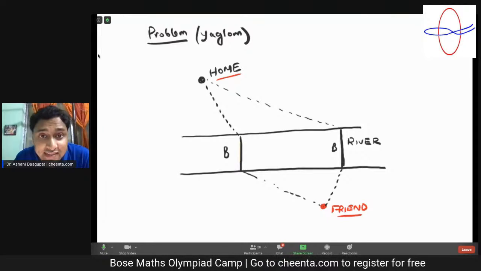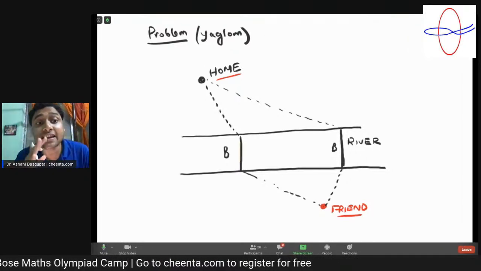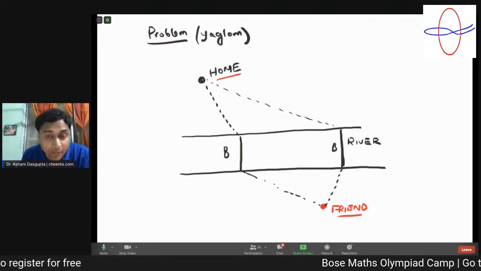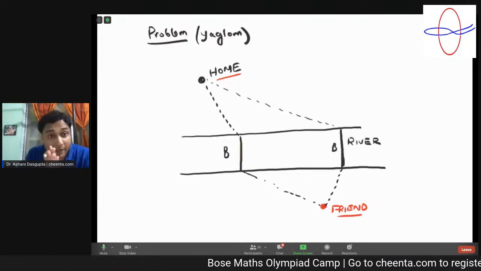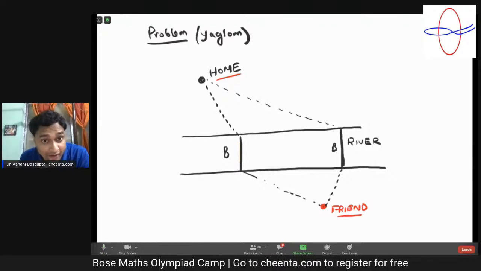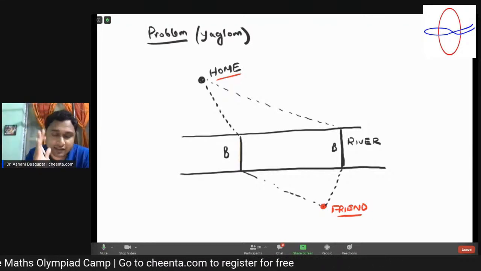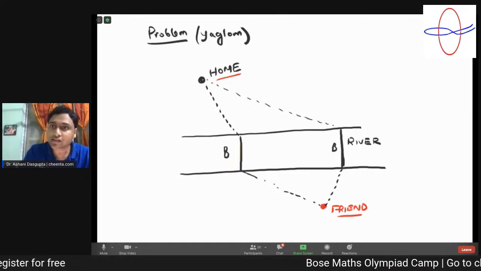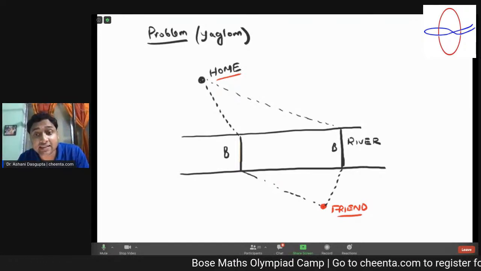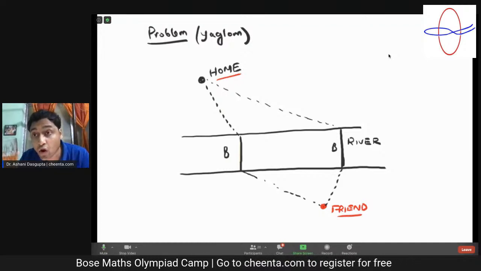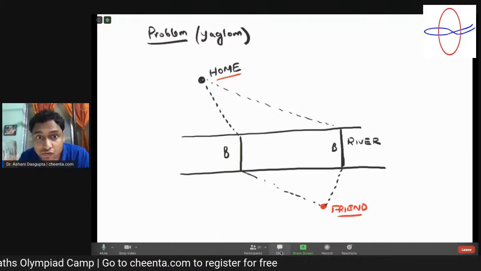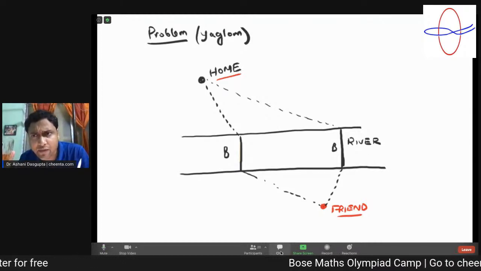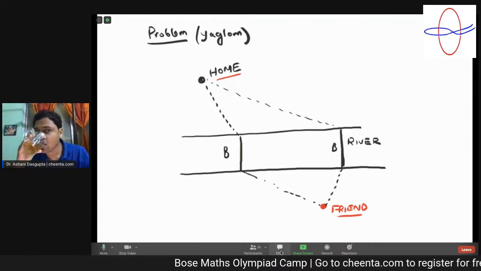Do all of you understand that there can be a variety of places where you can actually construct the bridge? The bridge needs to be perpendicular to the river. So it needs to be like this. It cannot be a slanted bridge. That's the condition of the problem. So there are infinitely many places where you can actually construct the bridge. Do all of you see that?